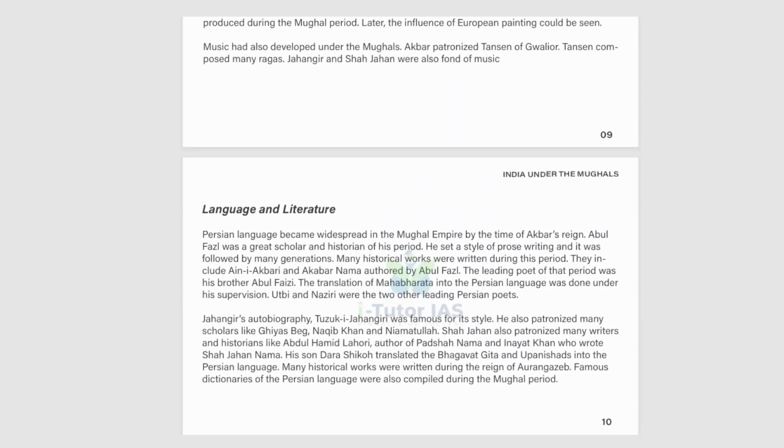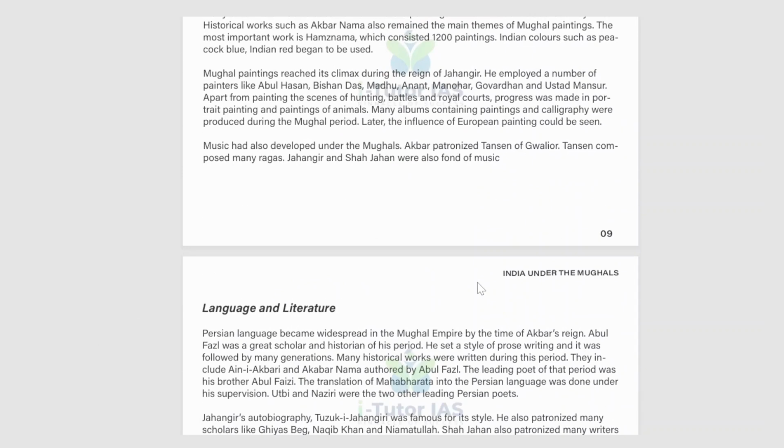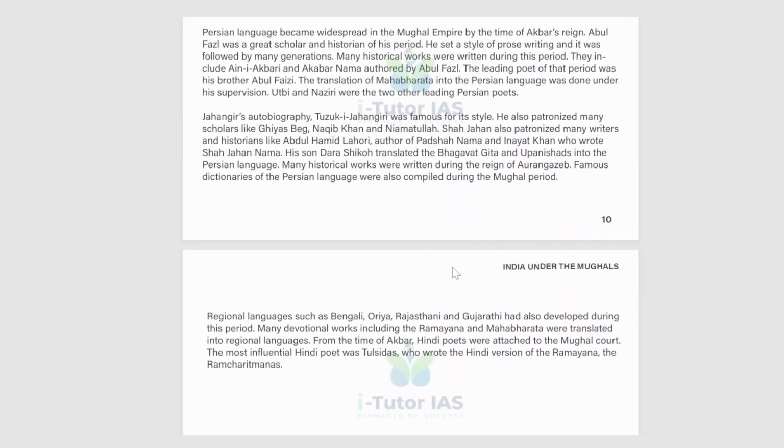And language and literature. The Persian language became widespread in the Mughal Empire by the time of Akbar's reign. Abdul Fazl was a great scholar and historian of his period, and he set a style of prose writing that was followed by many generations. Many historical works were written during this period, and they include the Ain-i-Akbari and Akbarnama, authored by Abdul Fazl. The leading poet of that period was his brother Abdul Faizi.